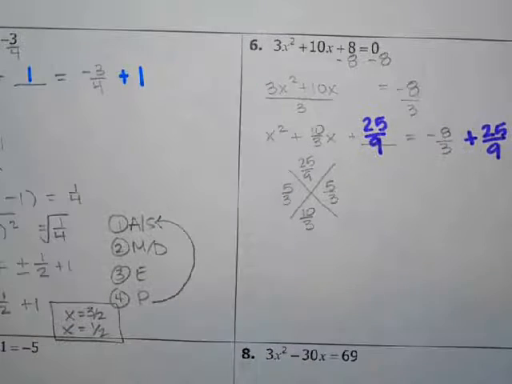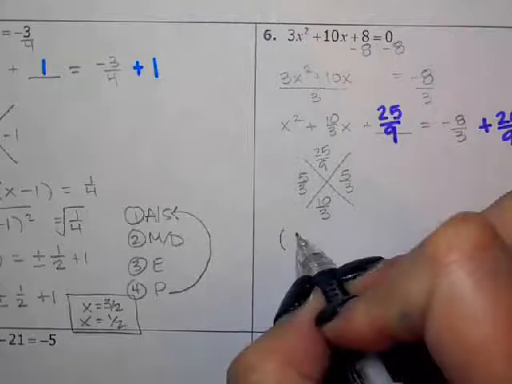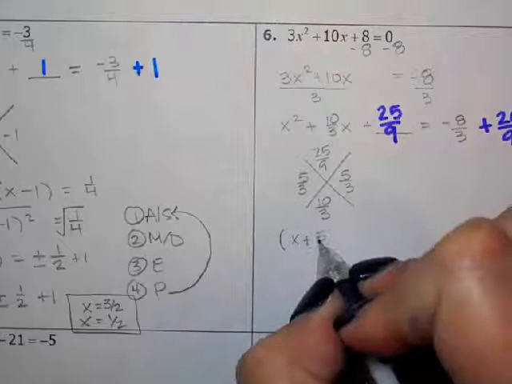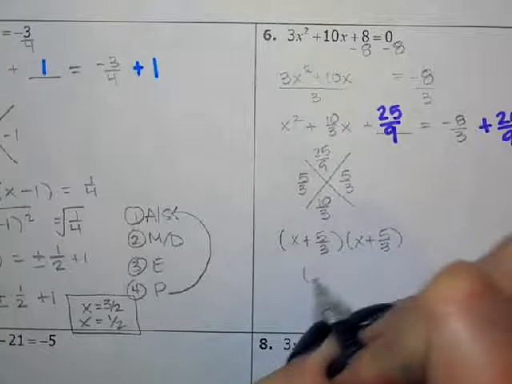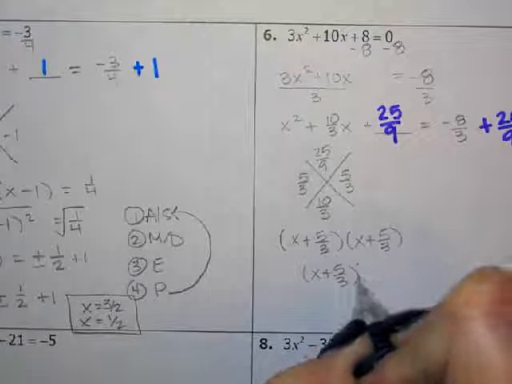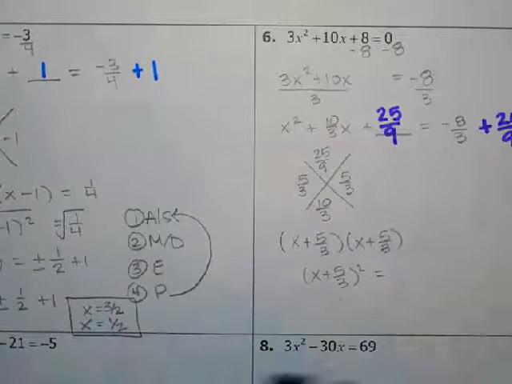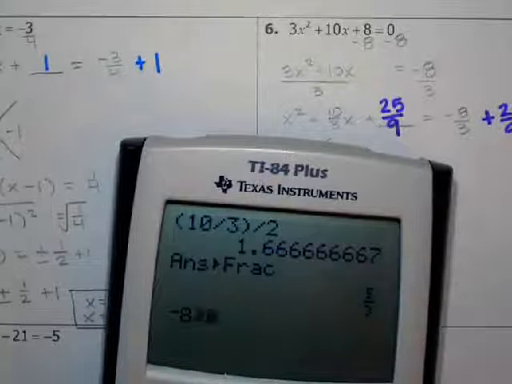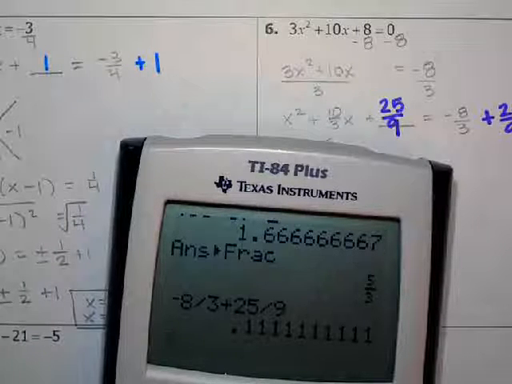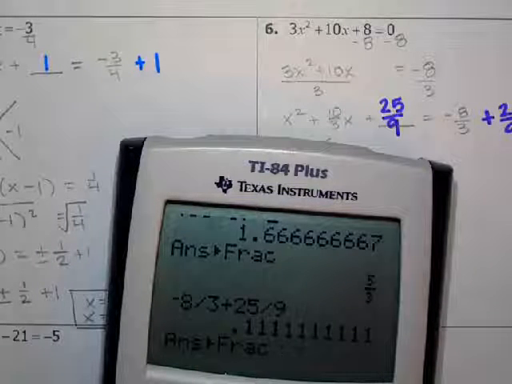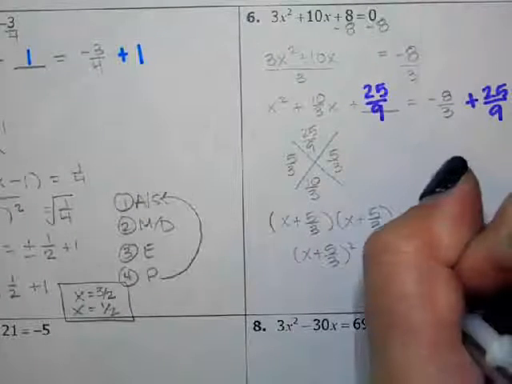Now, when we write our parentheses, what's going to be in them? Yeah, x plus 5/3. X plus 5/3 squared equals. It's not that I don't trust you, I'm just going to type it on my calculator. 0.1111. I'm going to turn that into a fraction. That is, in fact, 1/9. Beautiful. Equals 1/9.